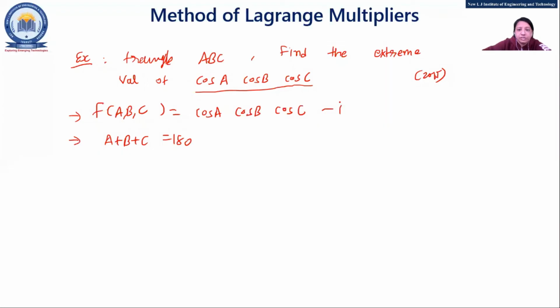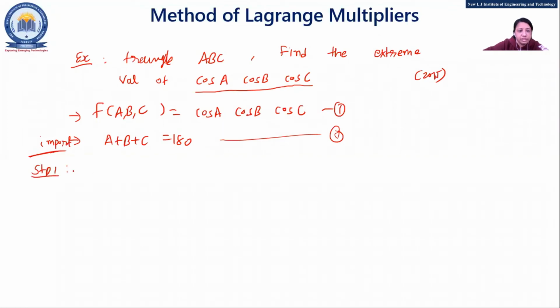Fine. So this is my first equation and this is my second equation. Yeah, the sum of angles ABC is equal to 180, right? So this step is important here, how you are going to take the other relation, which is not given like the previous one. In the previous one, the volume is given. Here, nothing is given, so you can assume A plus B plus C equal to 180. Now, step 1 is what?